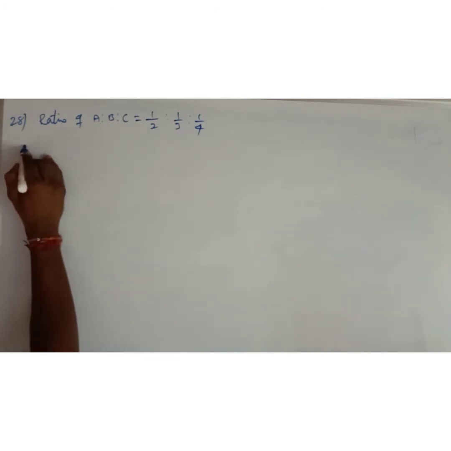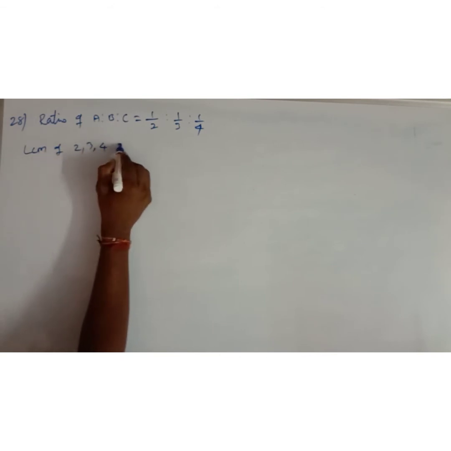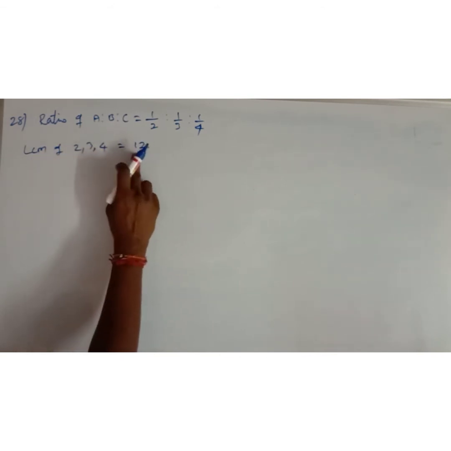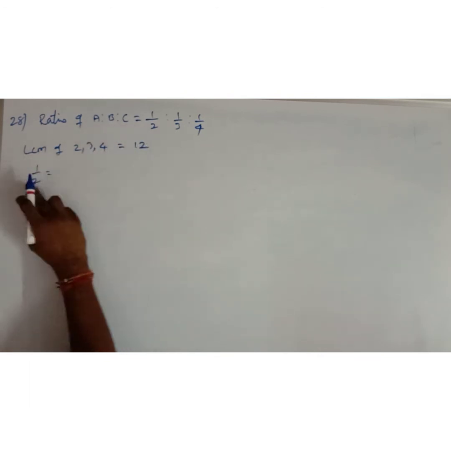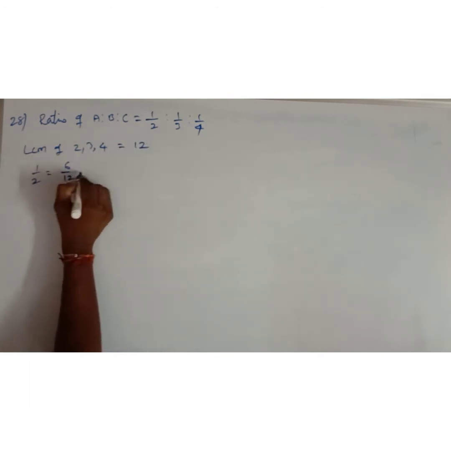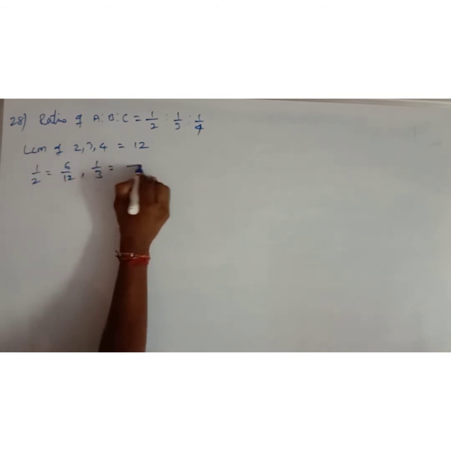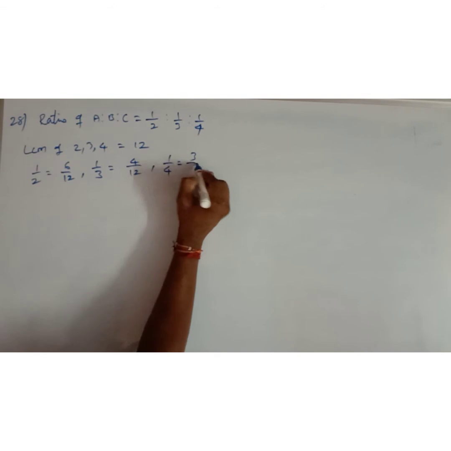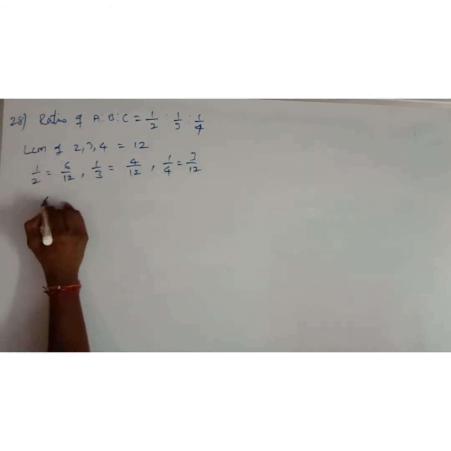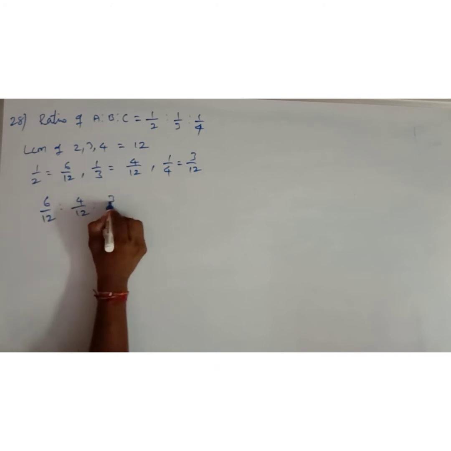Now I am going to take the LCM. LCM of 2, 3, 4 is equal to 12. Now 12 by 2 is 6, so for 1 by 2 the value I get is 6 by 12. For 1 by 3, 12 by 3 is 4, so 4 by 12. For 1 by 4, the value is 3 by 12. Now the new ratio of A, B, C is 6 by 12 is to 4 by 12 is to 3 by 12.